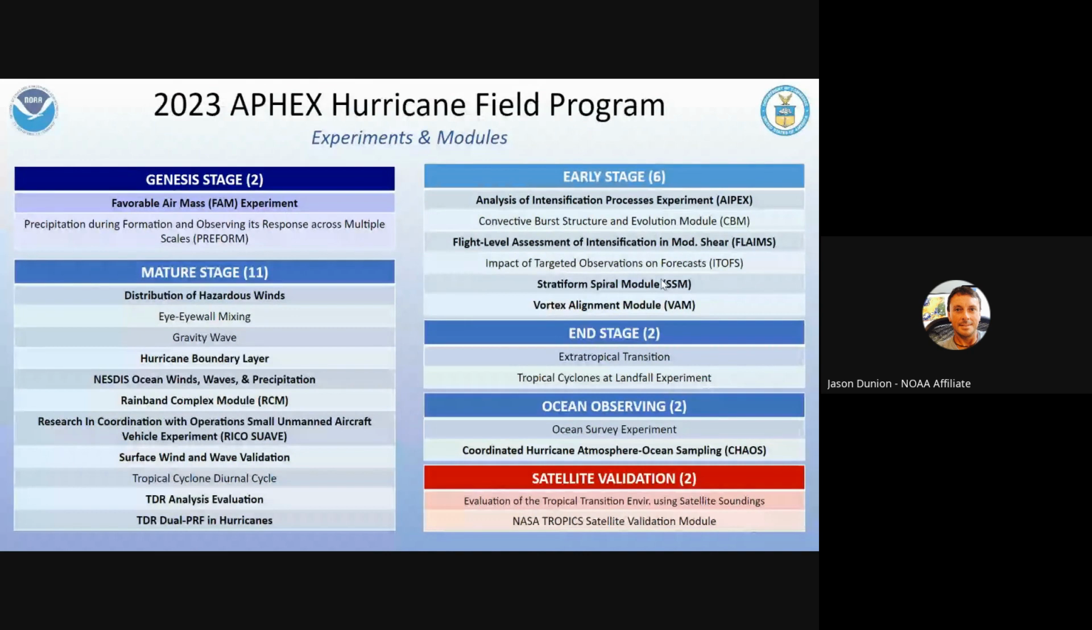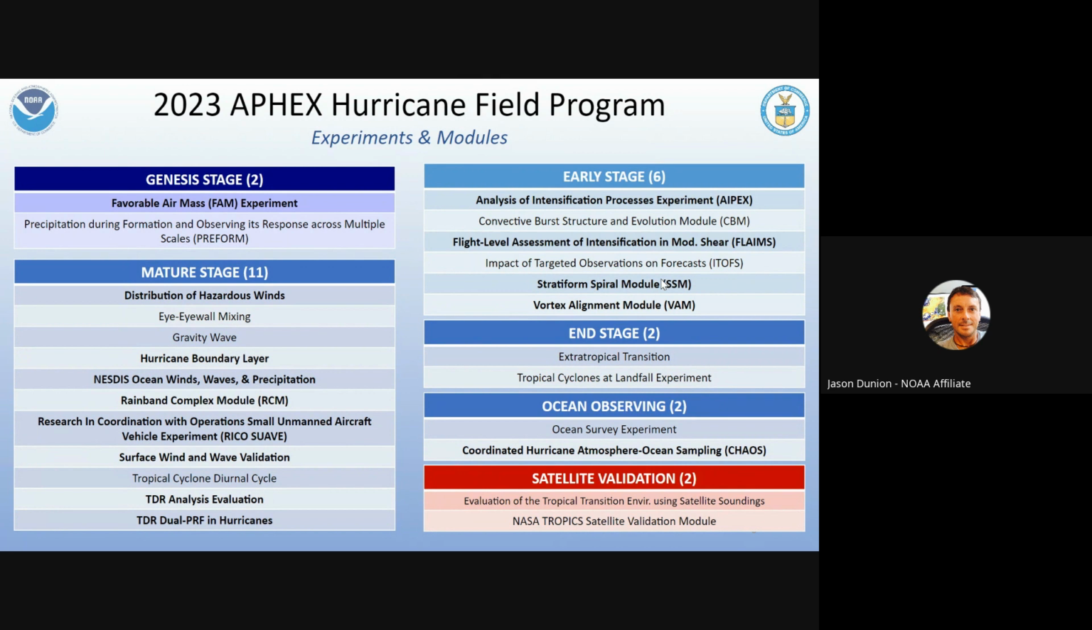Not going through all these, but these are our experiments and modules for the season. Everything from genesis, early mature stage, end stage with something like a landfall, also ocean observing and satellite validation. So you can see in bold are the ones that we completed this year, which was really good to see. It was about 14 experiments and modules that we were able to fly during the season.